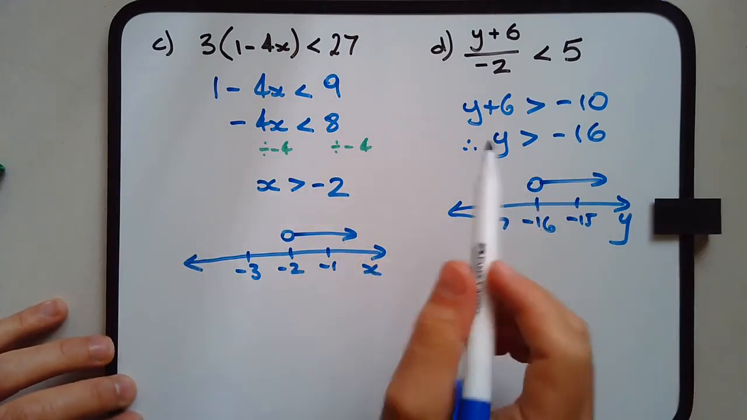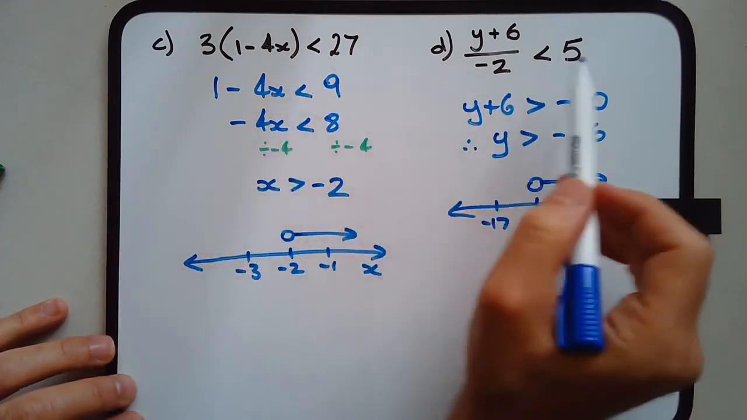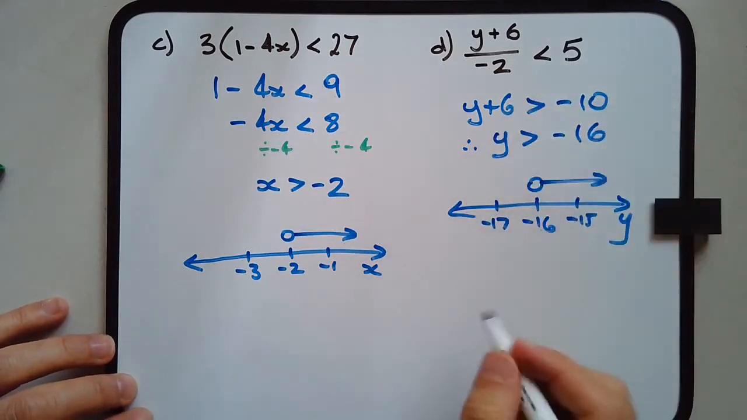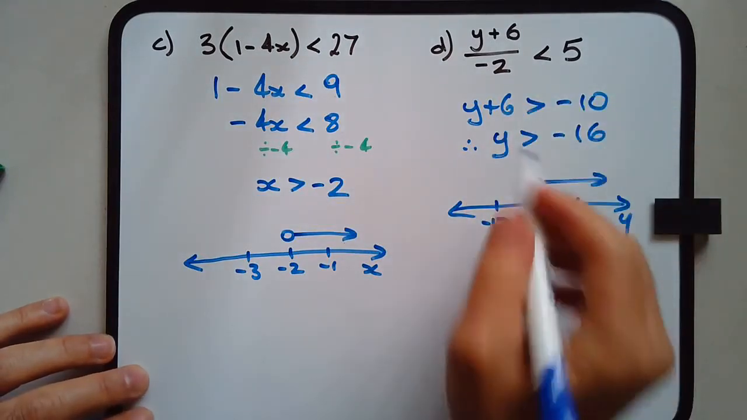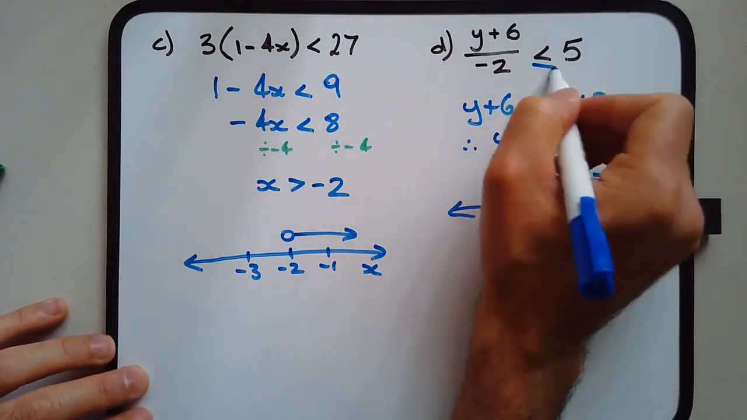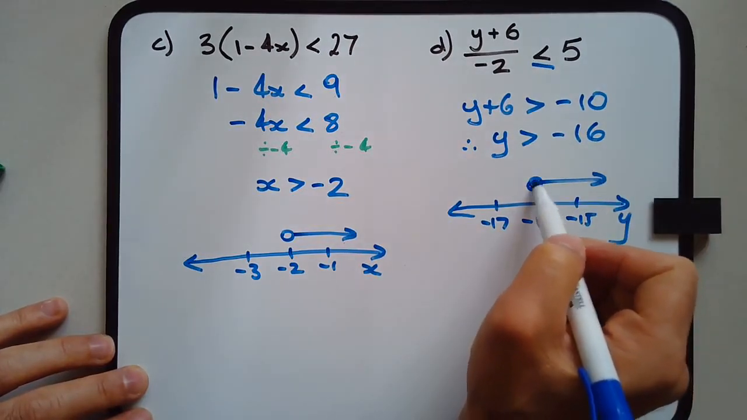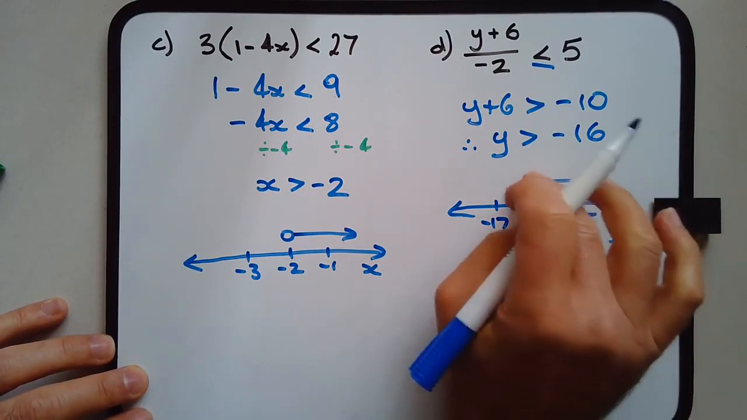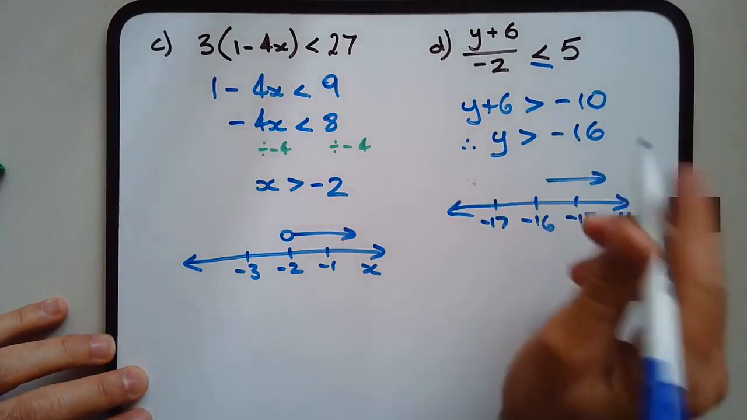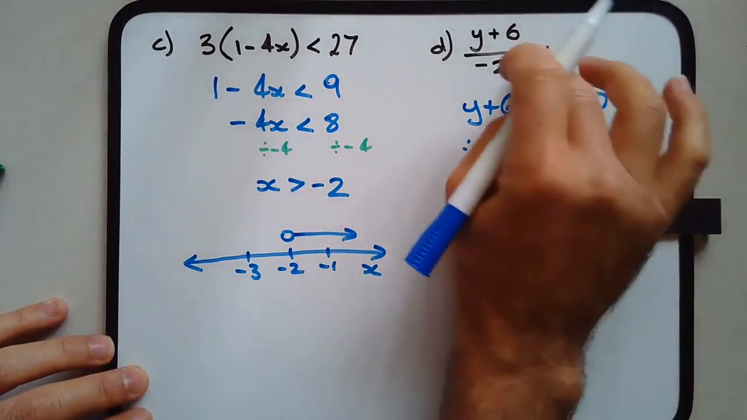Notice that all of these examples were either less than or greater than. But if it had been greater than or equal to, just remember the open circle becomes a closed circle. But for all these examples, we just kept it very simple, just open circles.